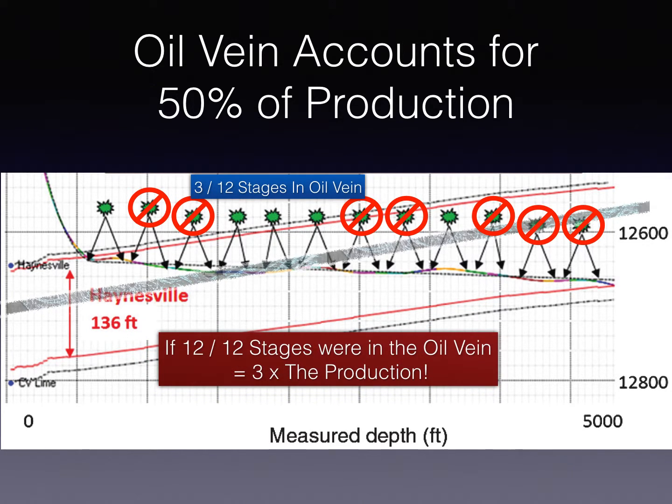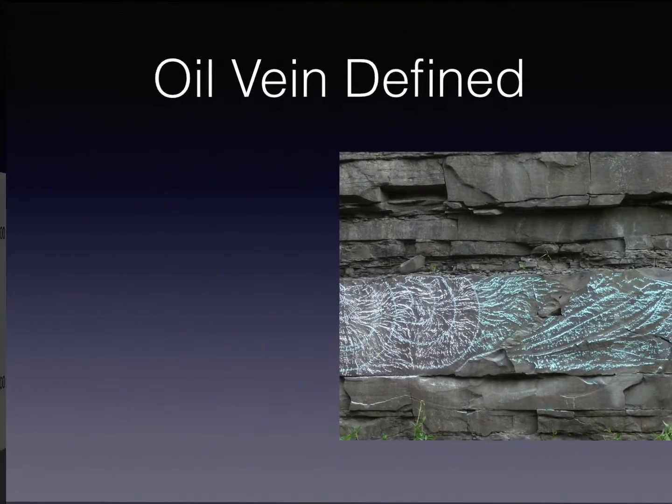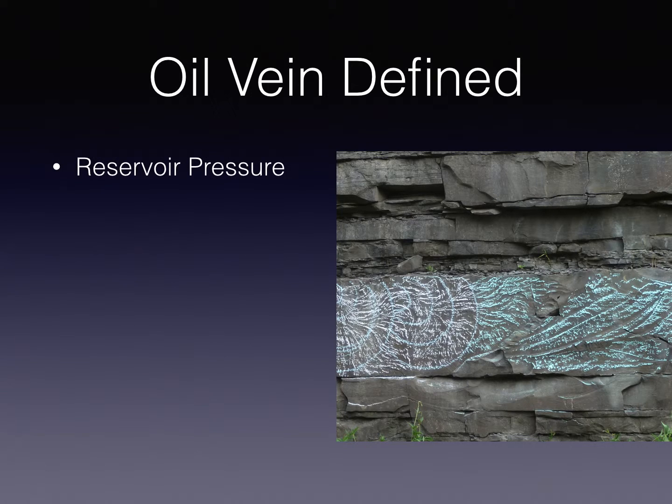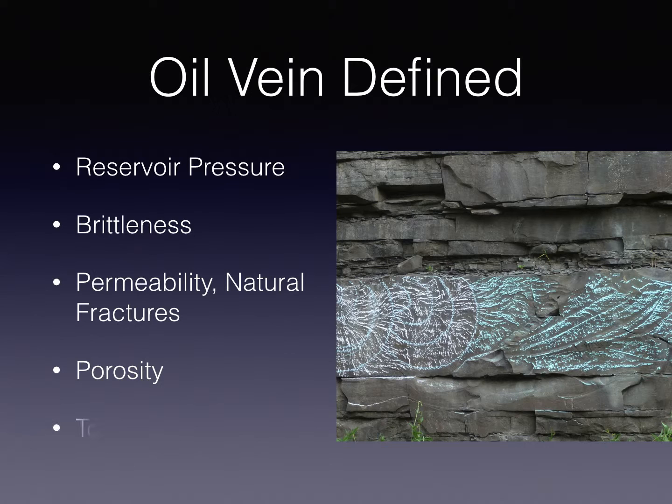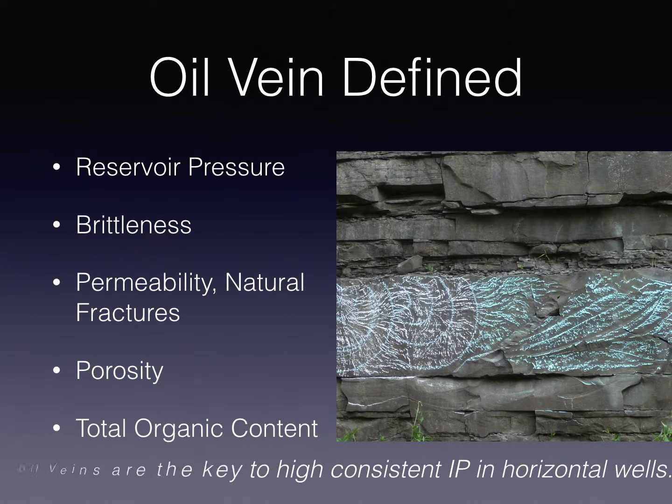Well, that means if you had 12 out of 12 stages in the oil vein, you would have 3 times the production of this well. And that, simply put, is what we're doing. So what is an oil vein? Well, these different characteristics make one up. They're very prolific, and oil veins are the key to high, consistent initial production in horizontal wells.